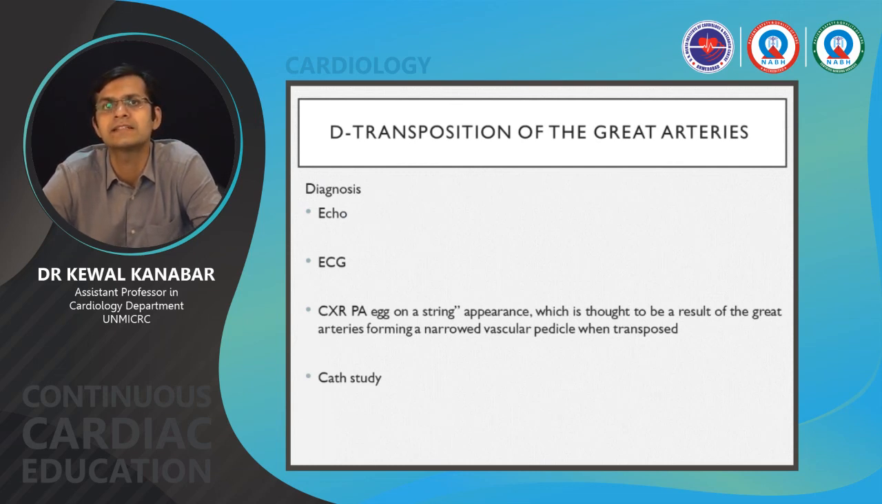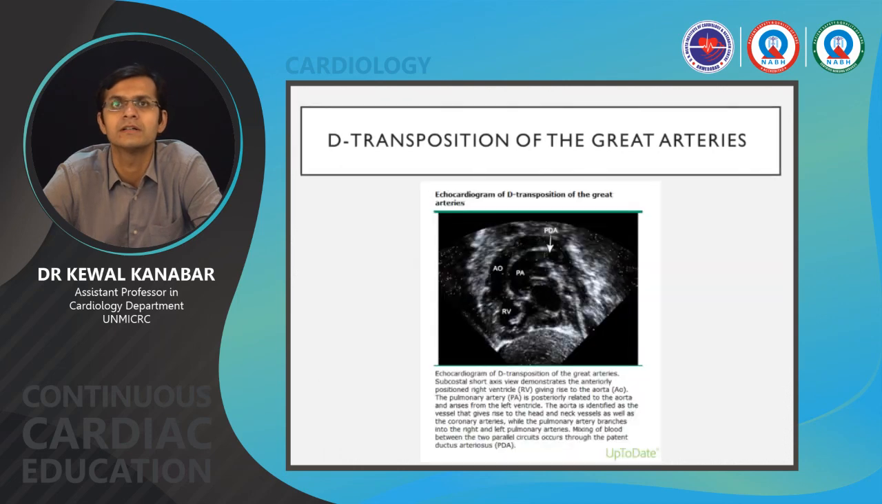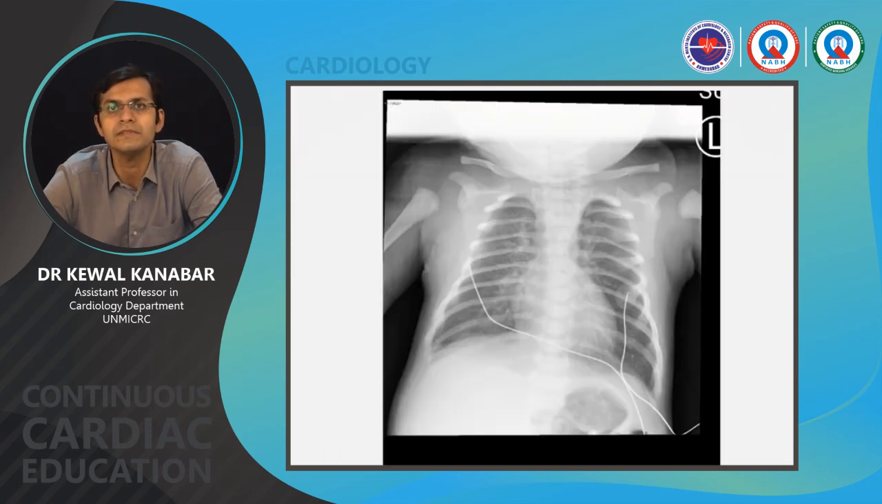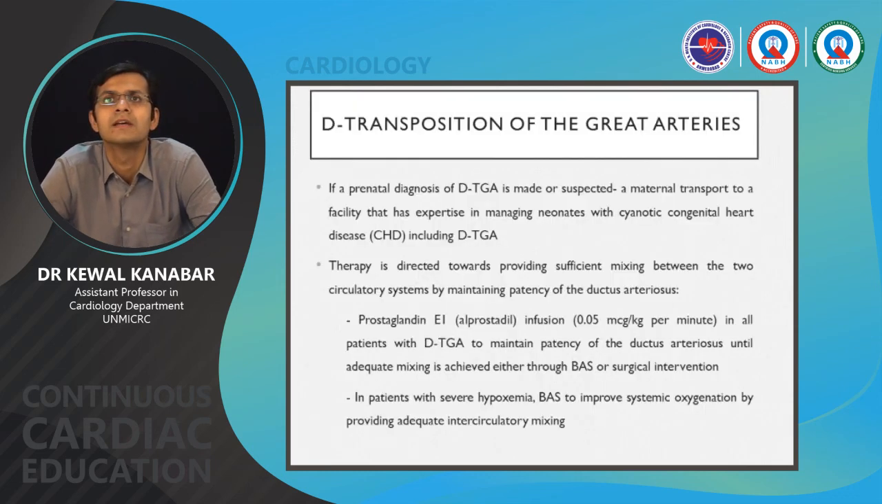X-ray is going to show us an egg on a string appearance, right? And CT study sometimes may be needed for diagnosis of TGA, right? So this is an egg on string appearance typically seen in TGA. So if on a fetal echo we made the diagnosis, then institutional delivery is preferred, particularly where there are facilities available for emergency cardiac surgeries.